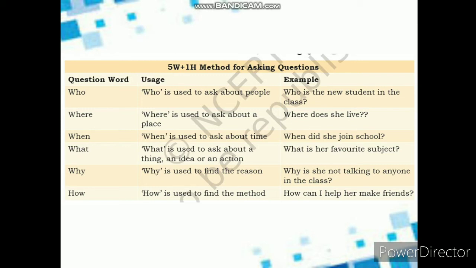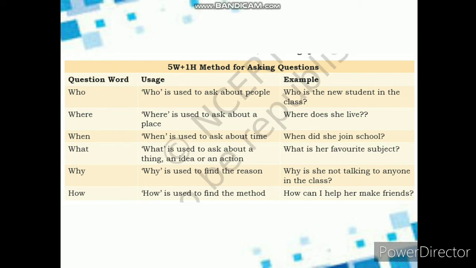Who is used to ask about people. Example, who is the new student in the class? Where is used to ask about a place. Where does she live? When is used to ask about time. When did she join school?